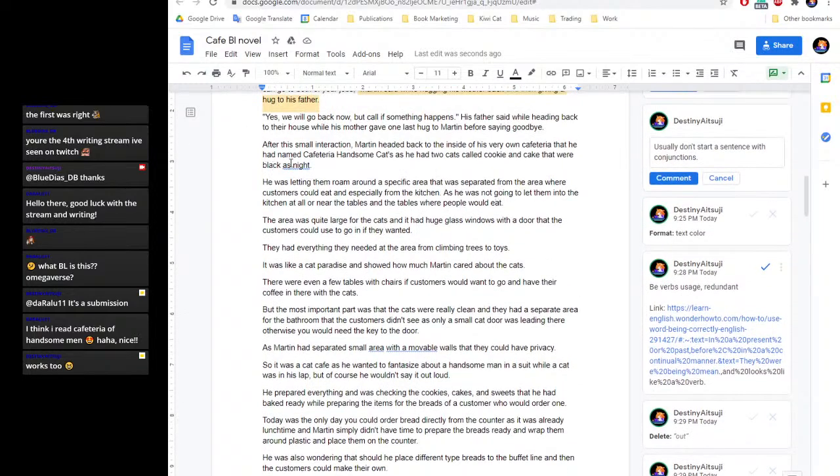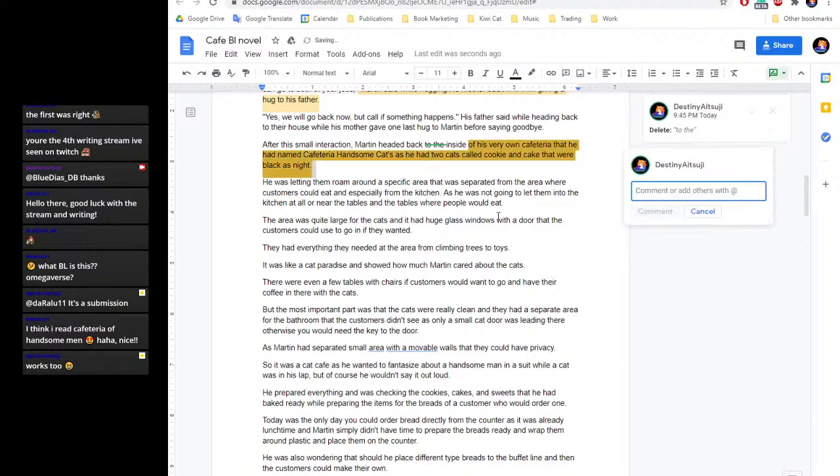"So after this small interaction, Martin headed back inside of his very own cafeteria." At this point, "of his very own cafeteria" becomes redundant, but because the author wants to put this as cafeteria handsome cats, I think it's better to split the sentence.